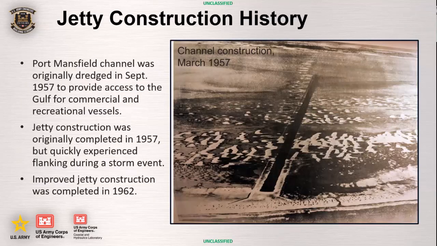Looking at the jetty construction history, this aerial image on the screen was taken from a report during channel construction. The channel was initially dredged in 1957 to provide access to the Gulf for commercial and recreational vessels. Immediately after that 1957 construction, a storm event flanked the jetty and caused some destruction, and an improved jetty was reconstructed around 1962.